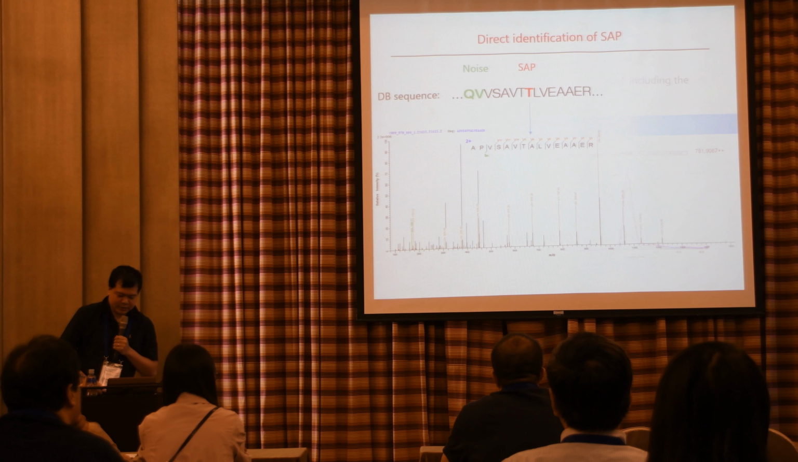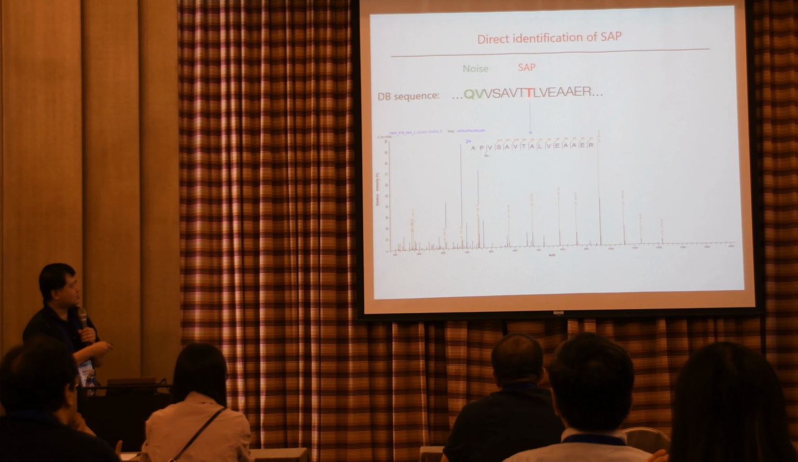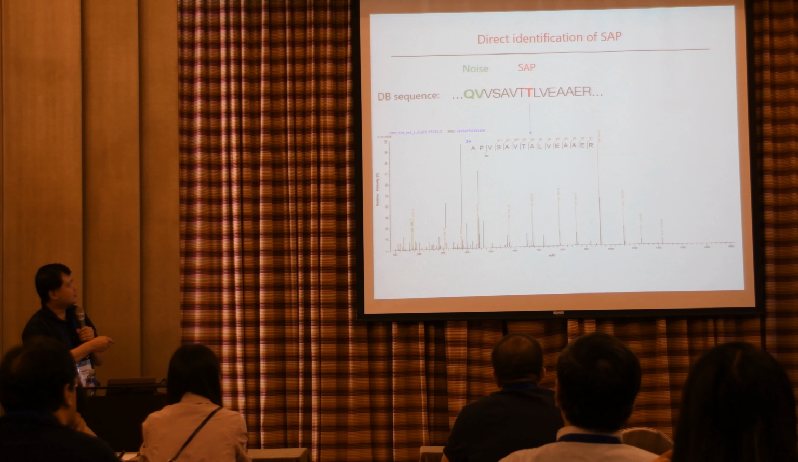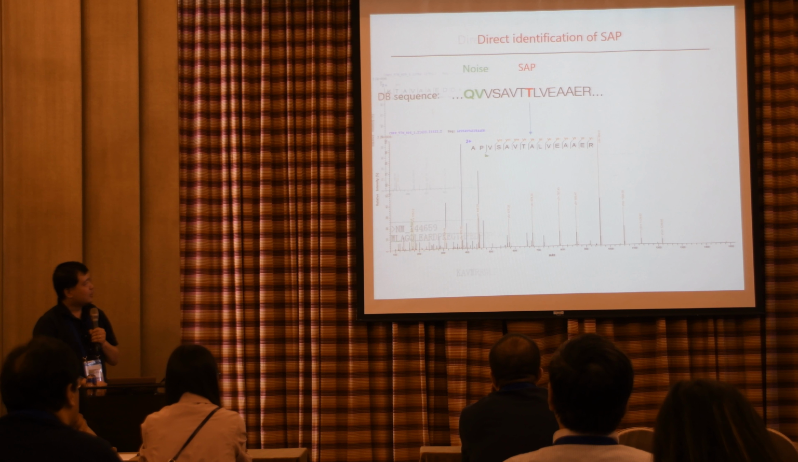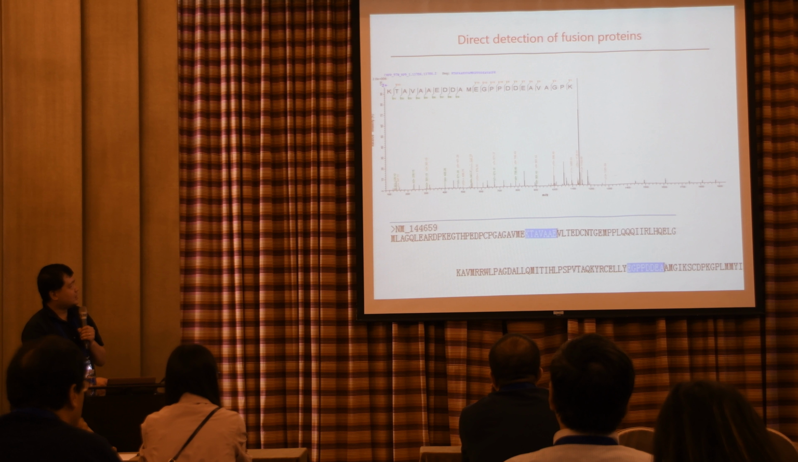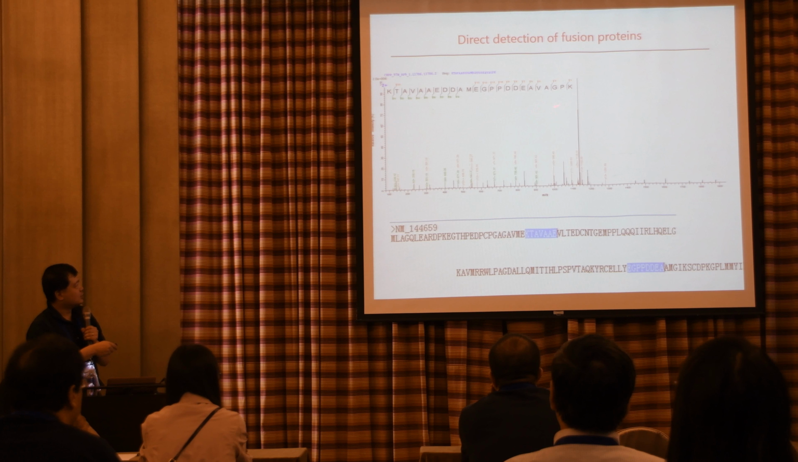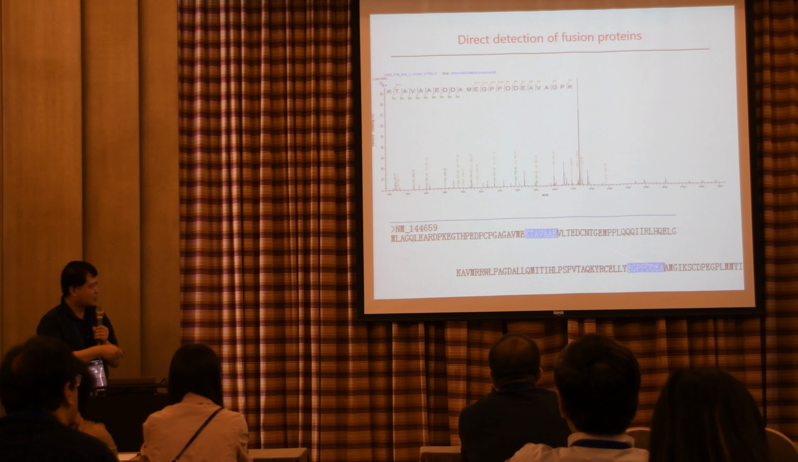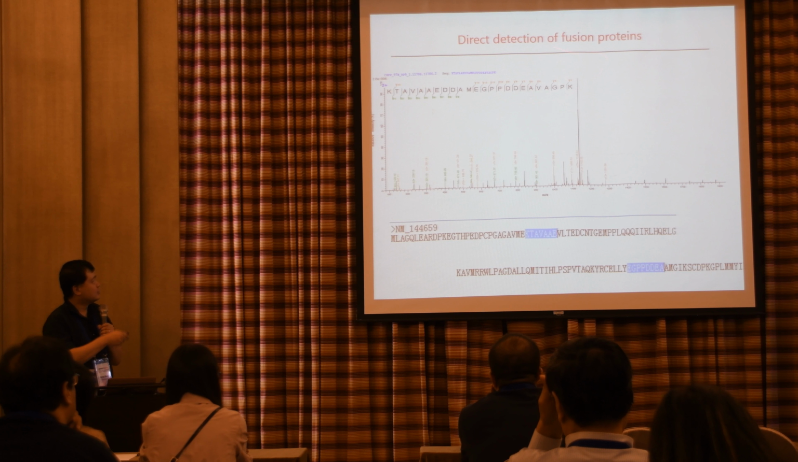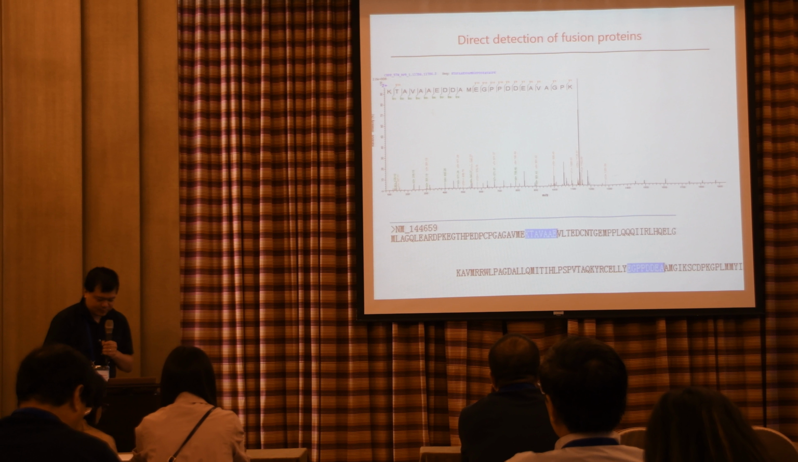Using such a strategy, we can directly identify single amino acid polymorphism like this. So this is in the database sequence, and here is the SAP. And it is also possible to detect fusion proteins directly. So this is a peptide resolved by the de novo method, and actually one half is from this gene, and another half is from this gene. So they are from different genes. So probably this peptide comes from a fusion protein.